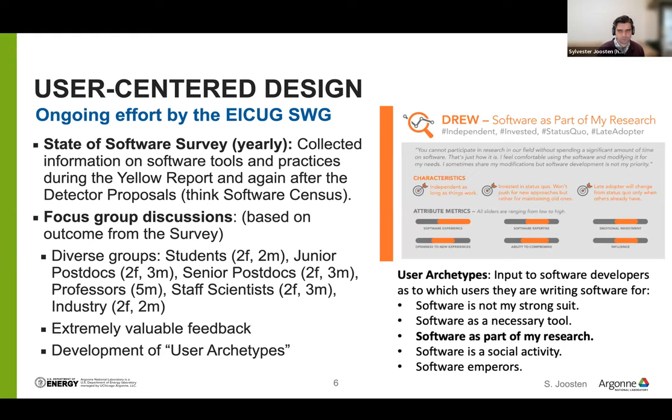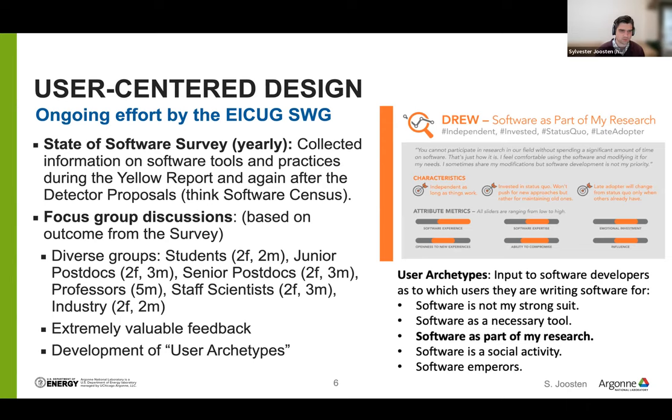One of the big components that went into all of this, including the EIC software statement of principles, is the EIC UG software working group's ongoing effort towards user-centered design. We have now twice conducted a state of the software survey of all of the EIC UG members, where we collected information on software tools and practices, first during the ELLO report period and again after the detector proposal period. We like to think that we're sort of doing a software census, looking at what people use, how they feel about using things, and what issues they encounter.